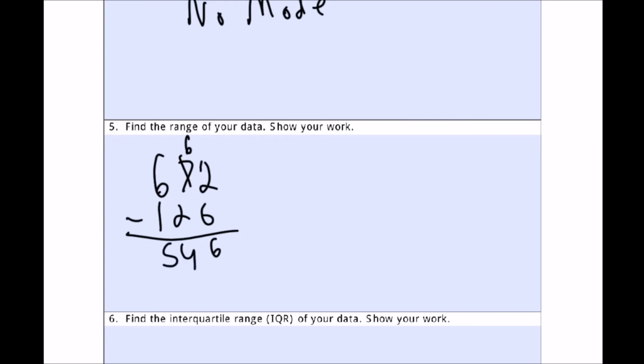And I get 546 from my range. Now it gets a little bit harder.